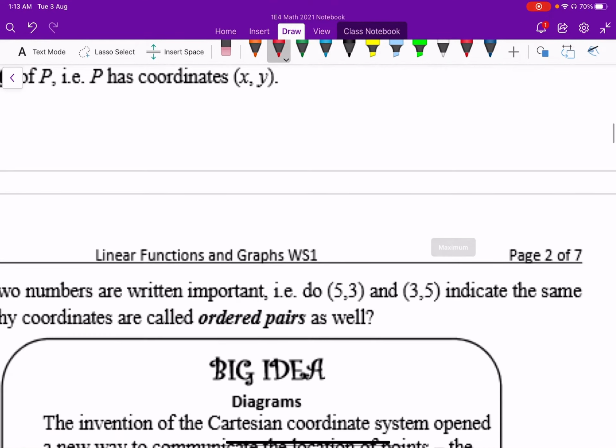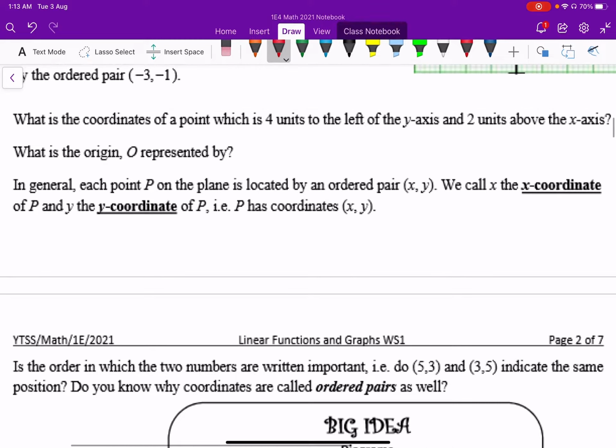Yeah? So, can you highlight? Alright, let's finish this first.